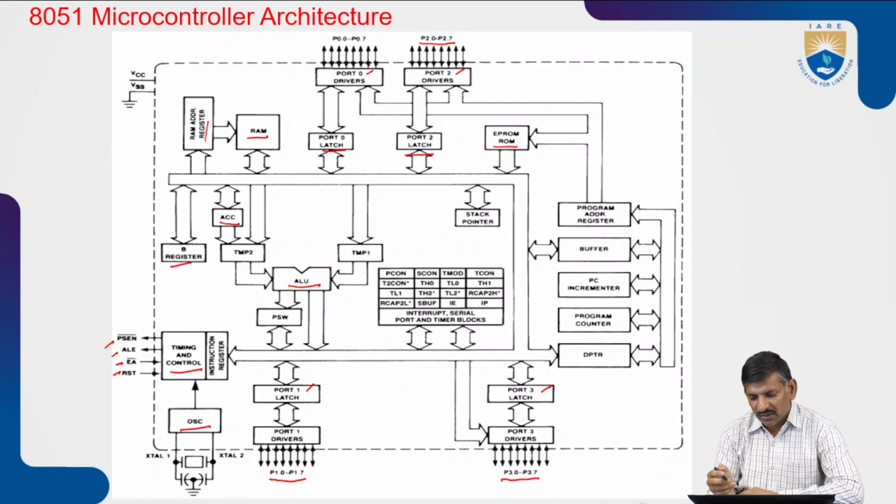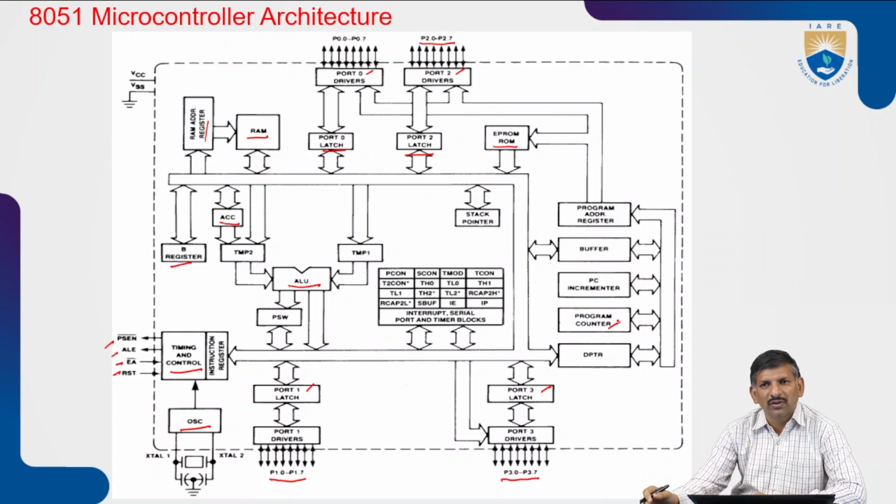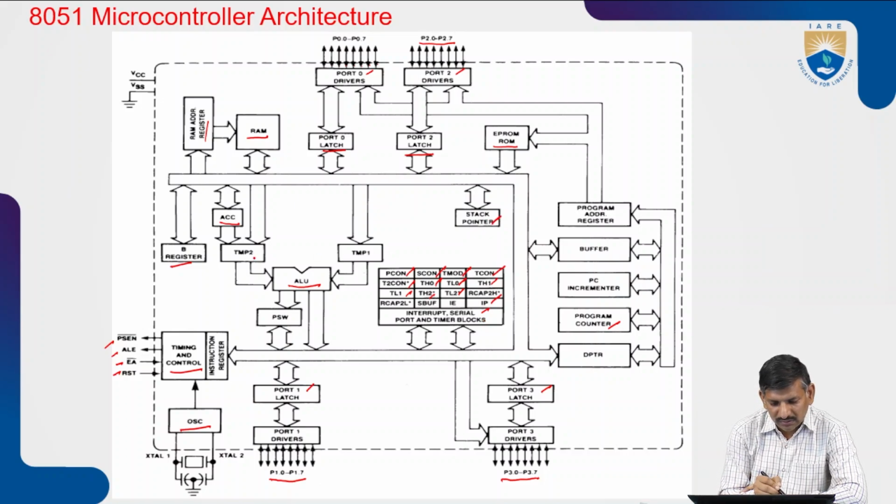Coming to the additional hardware, it contains the program counter to fetch the address of the next instruction to be executed. It contains a timer controller, timer mode register, serial controller, process controller, timer 2 controller, timer 0 low and high, timer 2 low and high, timer 1 high and low. It contains the instruction pointer, interrupt and serial ports, timer blocks. It contains the stack pointer, data pointer, buffer, program address registers, program status words. These are some additional circuits.